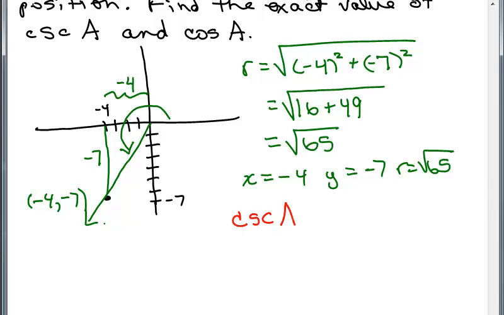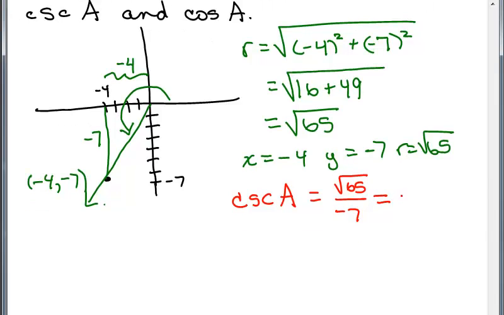The cosecant, right? The cosecant is r over y. It's the reciprocal of the sine. So it's the square root of 65 over -7. And usually you just write the minus sign out in front, and you don't have to rationalize the denominator here because it's just 7. And so there is our cosecant.